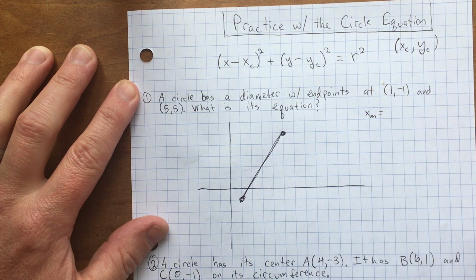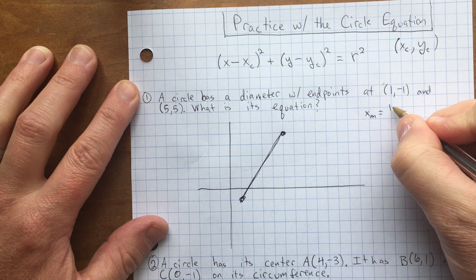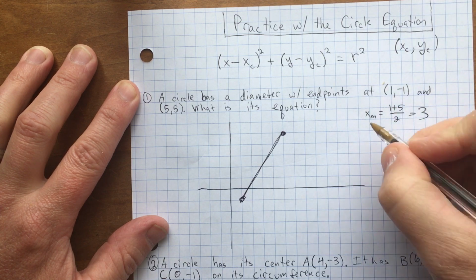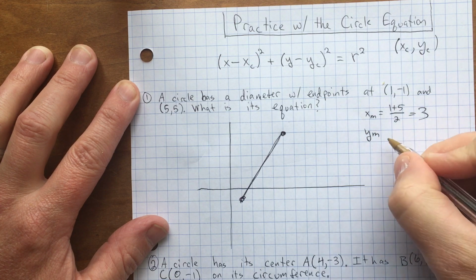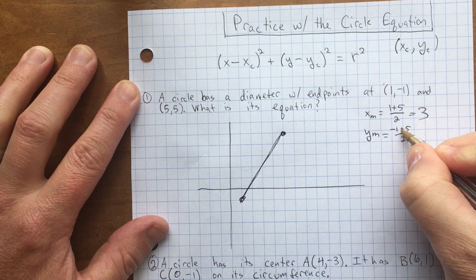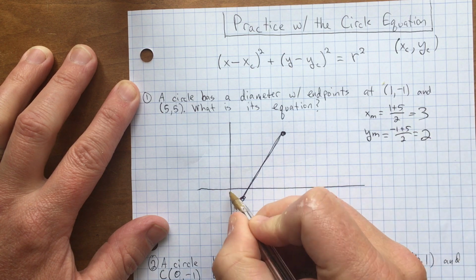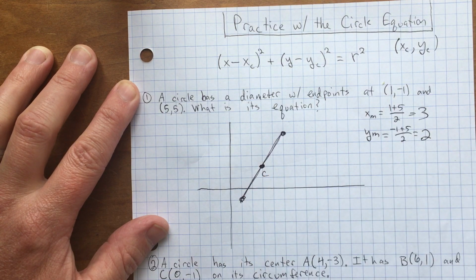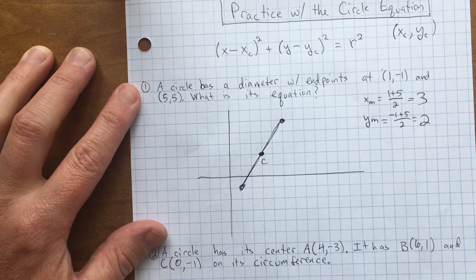The x of the midpoint would be 1 plus 5 divided by 2. 6 divided by 2 is 3. And the y of the midpoint would be -1 plus 5 divided by 2, which is 4 divided by 2, which is 2. 3, 2. There it is. So that's the center of the circle. I'll mark it with a C for center.